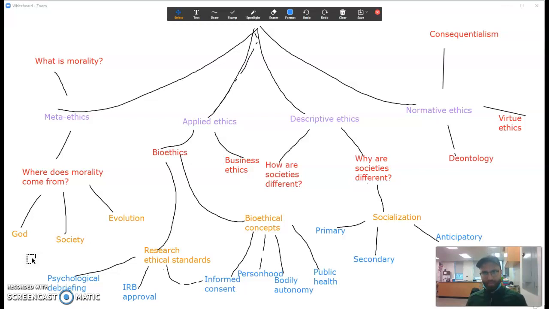Okay, so just to recap, we looked at the 4 major branches of ethics. We dove into meta-ethics and asked where morality comes from. Then we dove into descriptive ethics and looked at why societies are different from the point of view of socialization. We jumped into normative ethics and looked at the 3 ethical theories of how we should behave. Then we are now finally into the applied ethics, bioethics, which is what this whole course is. And we looked at some bioethical concepts that underlie many of the debates and controversies and moral dilemmas of bioethics, and now I've touched onto the modern research ethical standards.